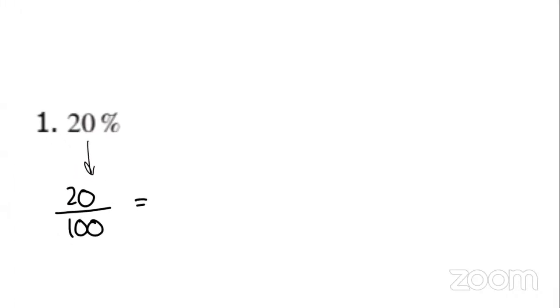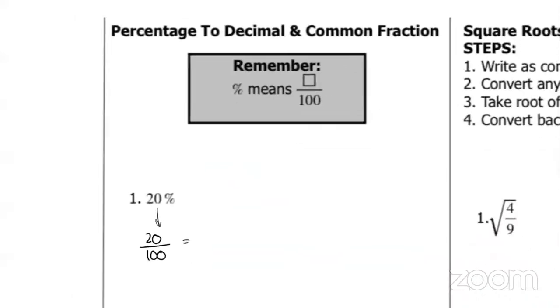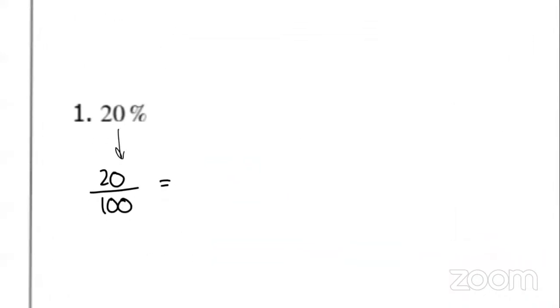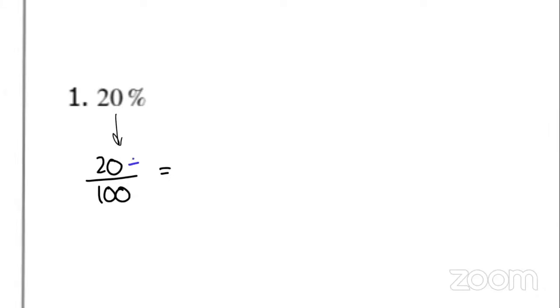In this case, what are we converting it to? Common fractions. So now that we have it as this fraction, we can simplify by dividing everything by the same number. So here we could divide everything by 20. Here we get 1. Here we get 5.